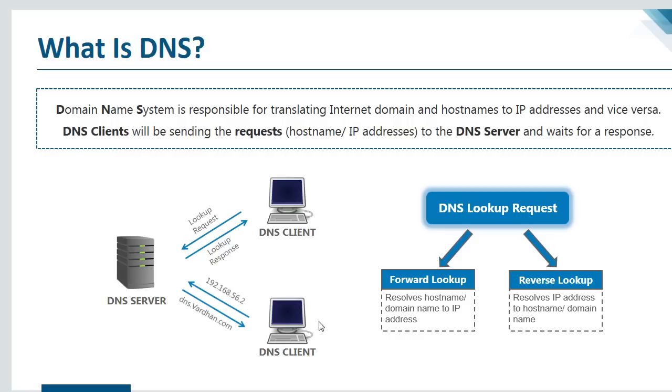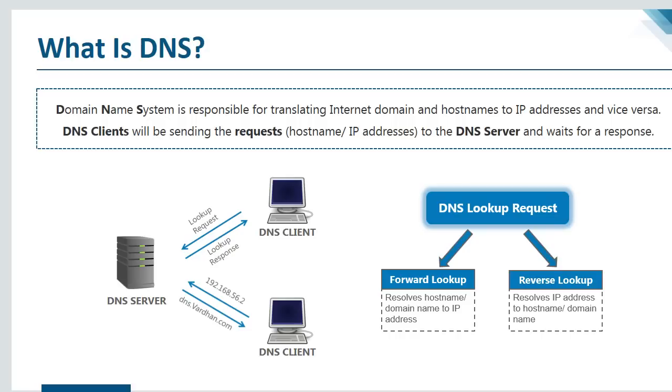So when I send an IP address, supposing I know the IP address of a machine but I don't know the host name or the domain name, then the lookup response I get back from the server would be a reverse lookup. So there can be two kinds of ways in which you can access and look up. These are the two things with respect to DNS.